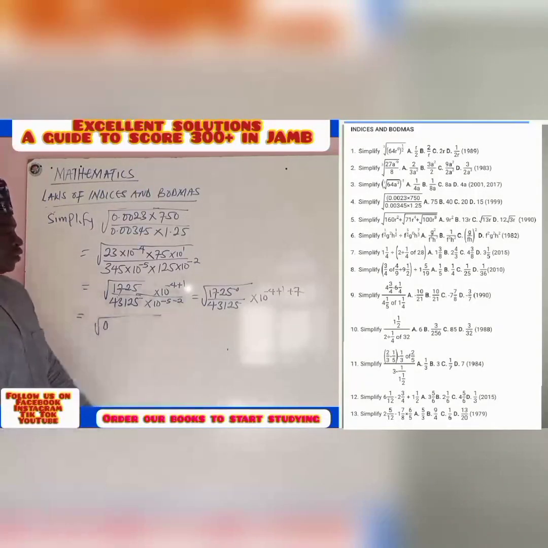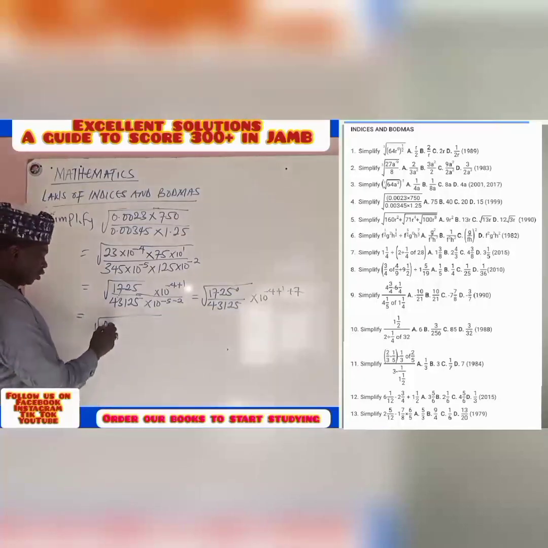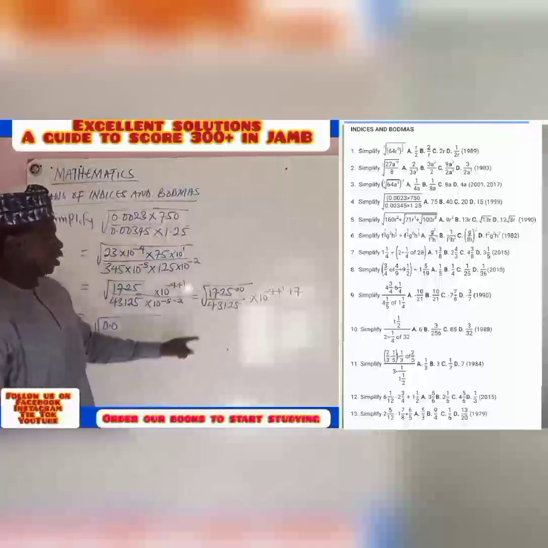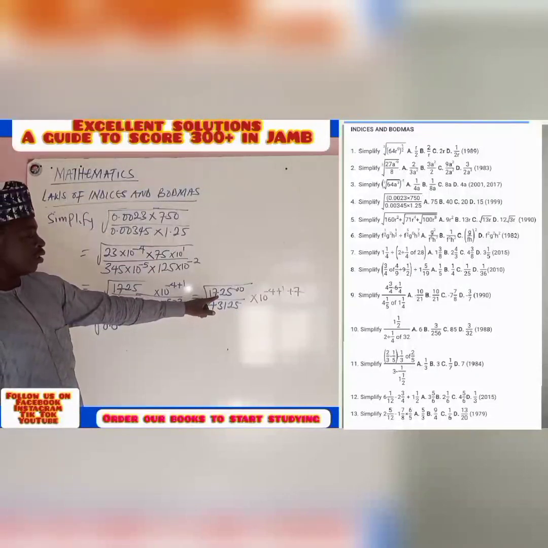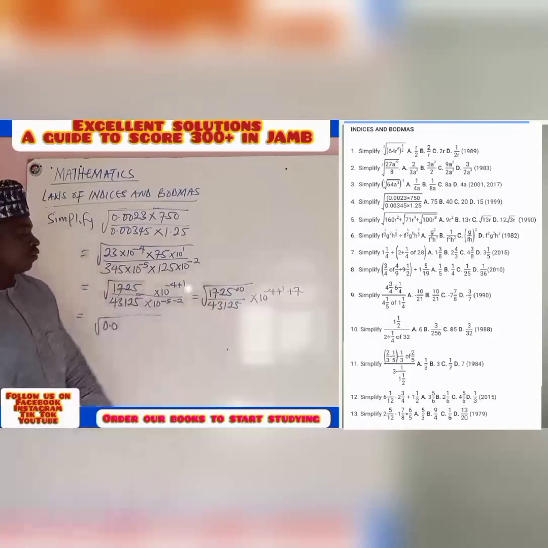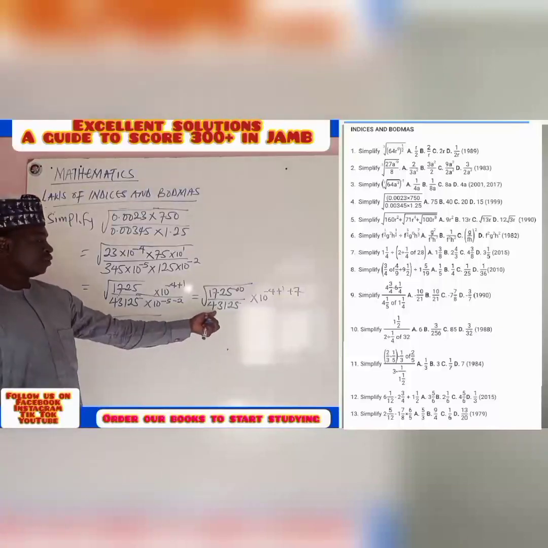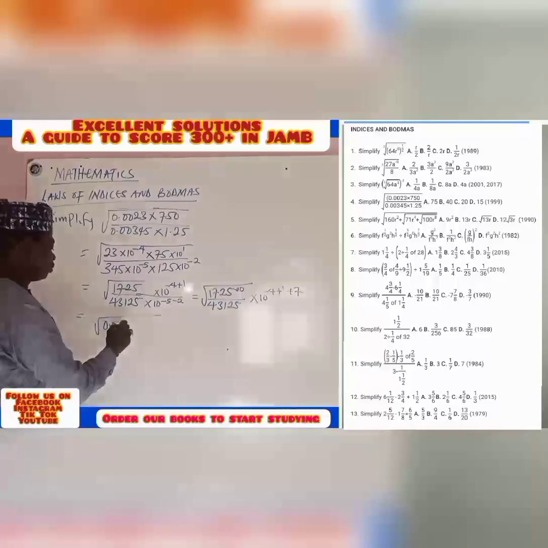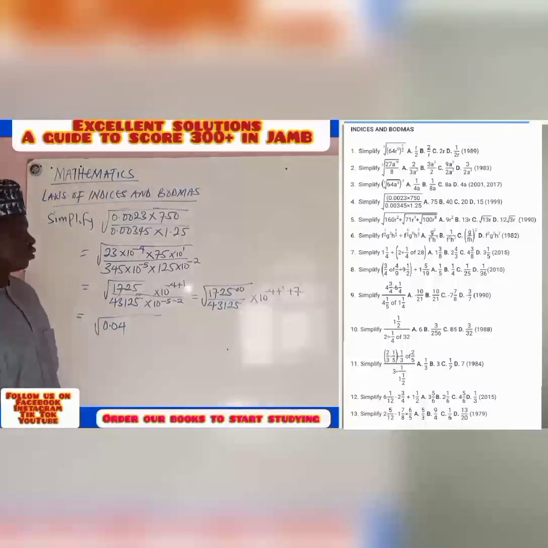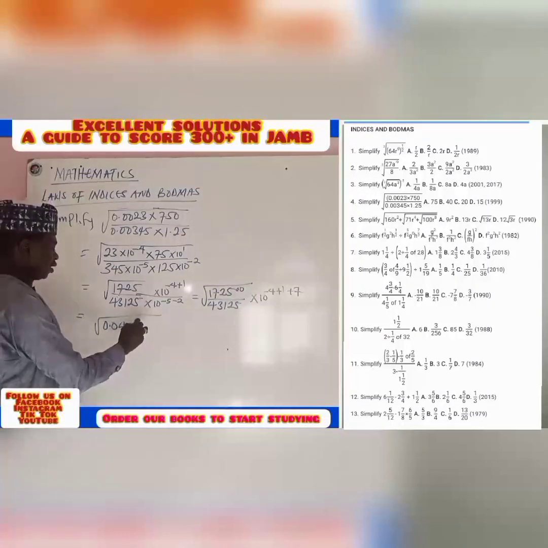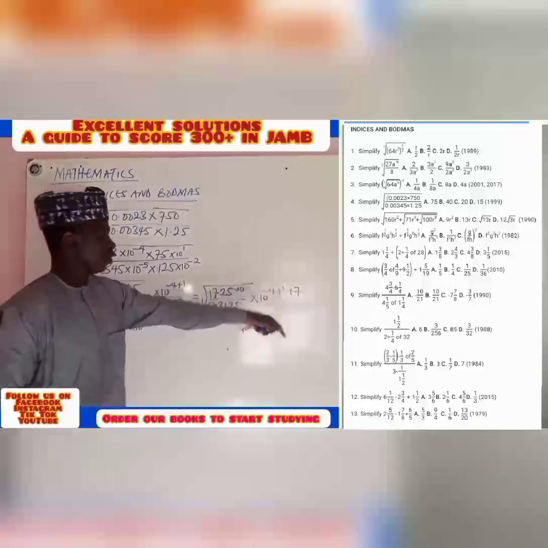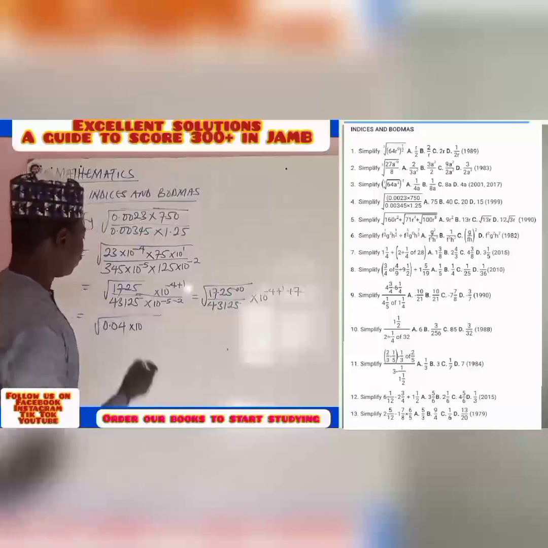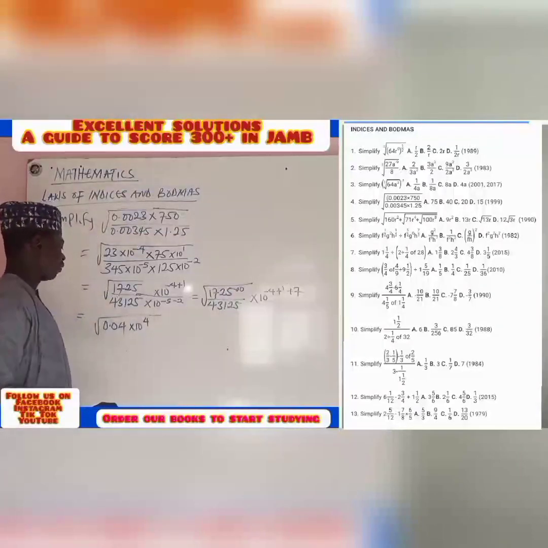17250 divided by 4325. We can have a whole number. We can now put a point and then add 0 here. Now we are left with 172,500 divided by 43,125. And when we divide this one, we are going to obtain a 4. So we now say times 10 raised to the power of minus 4 plus 1 is minus 3. Minus 3 plus 7 is 4. So we have power 4.